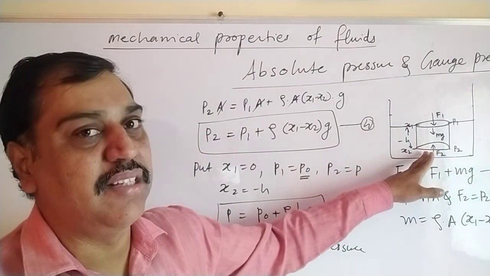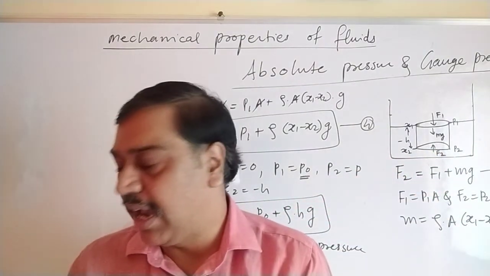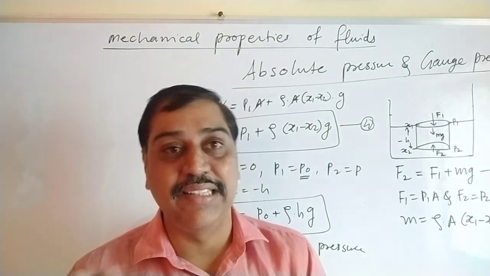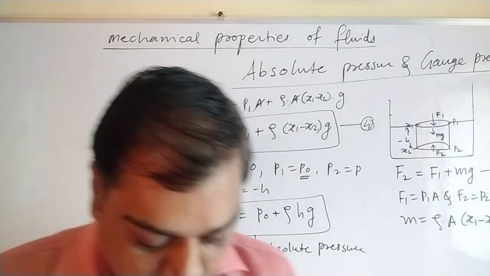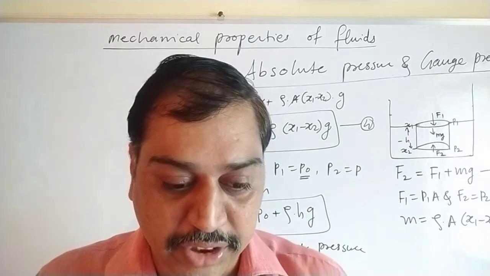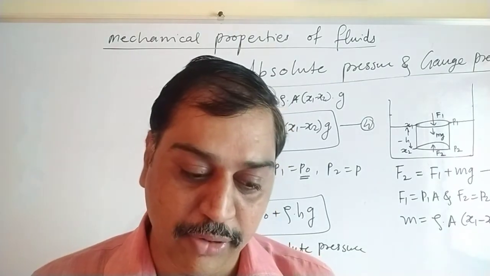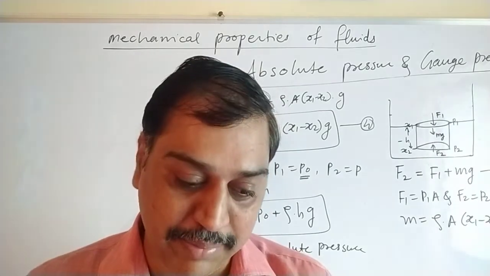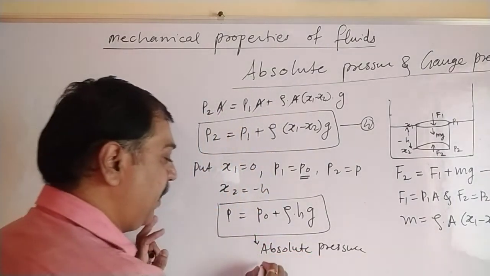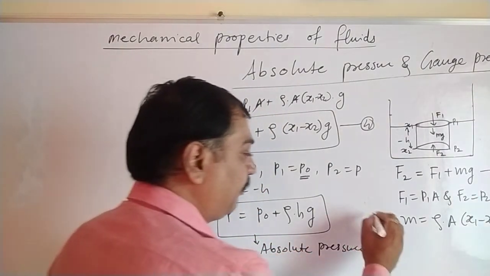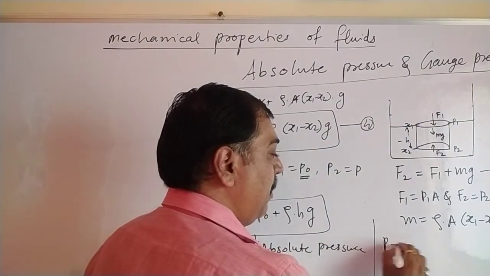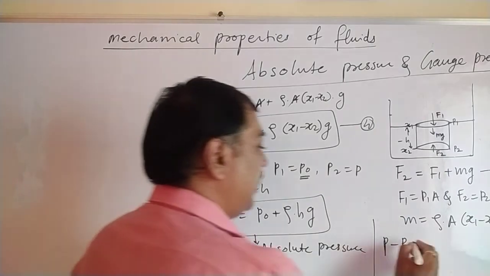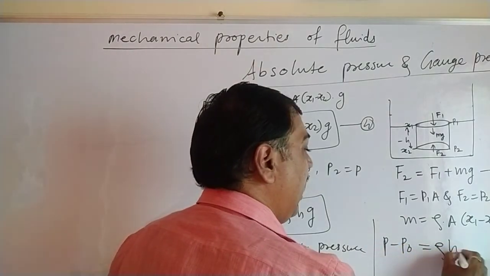The difference between the pressure inside the liquid or fluid and atmospheric pressure is said to be gauge pressure. Let's see on page number 30, left hand side at the top. In general, the difference between absolute pressure and atmospheric pressure is called gauge pressure. Same thing they have mentioned. So I will write here P minus P0. Move this P0 to this side. P minus P0 equal to rho g h.